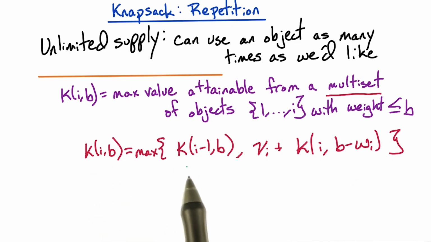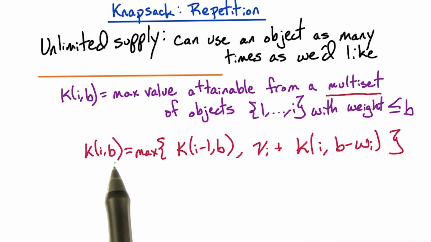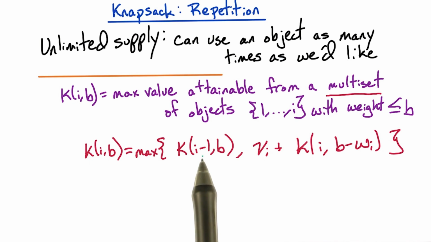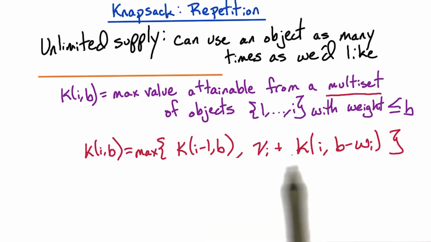Now let's take a look. Is this recurrence in fact a valid recurrence? Are we expressing this current subproblem in terms of smaller subproblems? Previously, when we wrote a recurrence for the current entry, we always expressed it in terms of entries in previous rows.